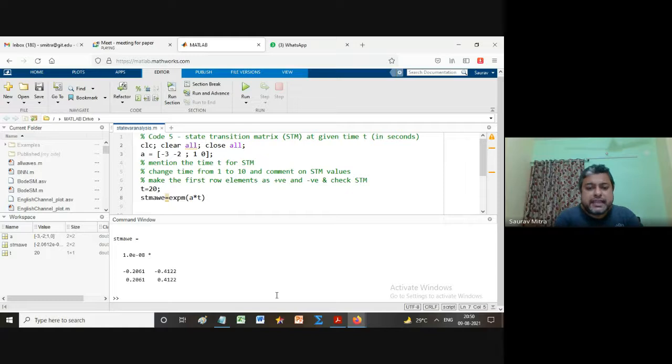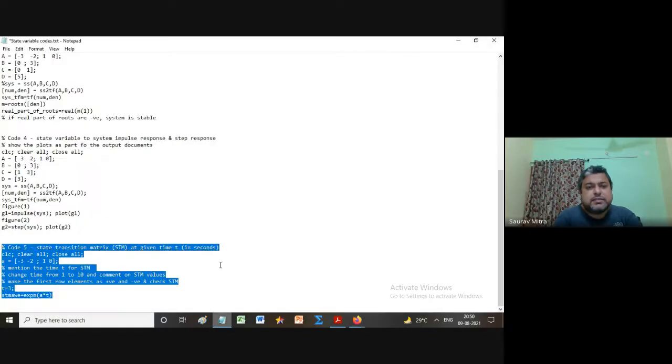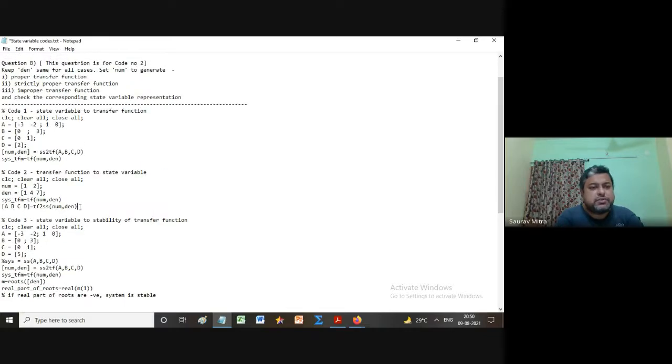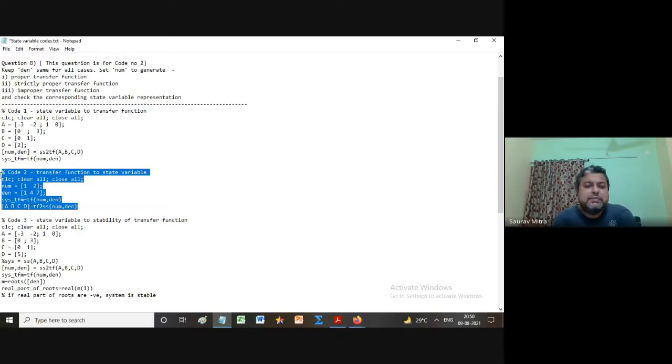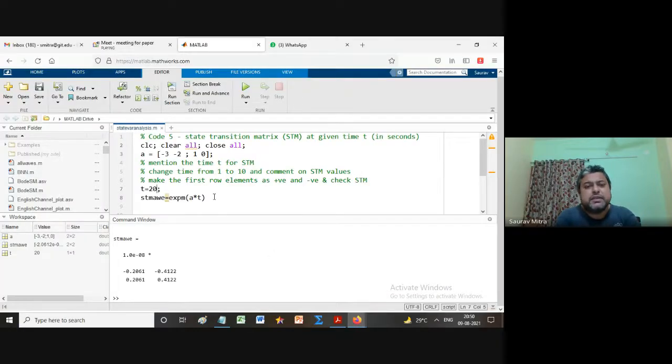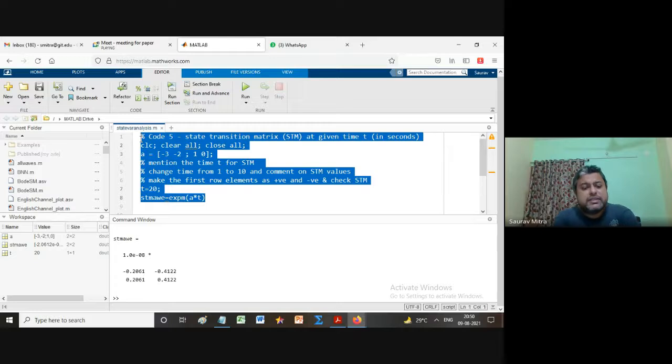Now the last thing I will explain is the second code. So what is the second code? The second code is the reverse of the first code. In the first code we were giving the ABCD matrices and getting the state transition matrix. The second code is exactly the reverse.